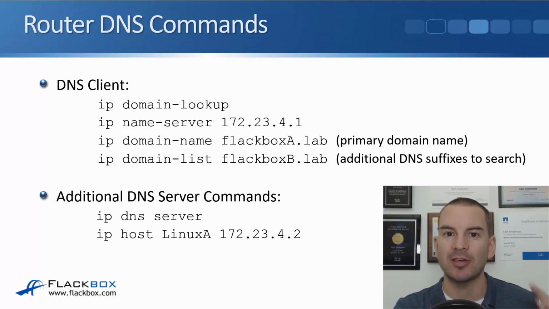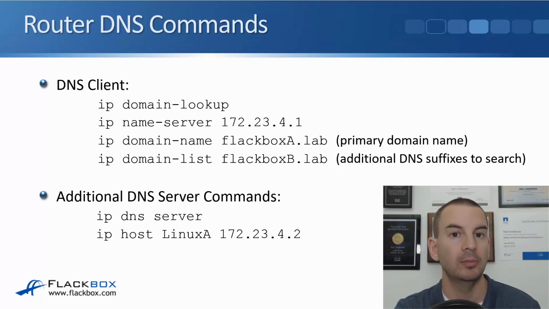Now, you don't need to set the router up as a DNS client for DNS traffic to pass through it. This is only if you need the router itself to be able to resolve FQDNs to hostnames. So often we won't do that. Often when we're working on a router, we're always going to be working with IP addresses.